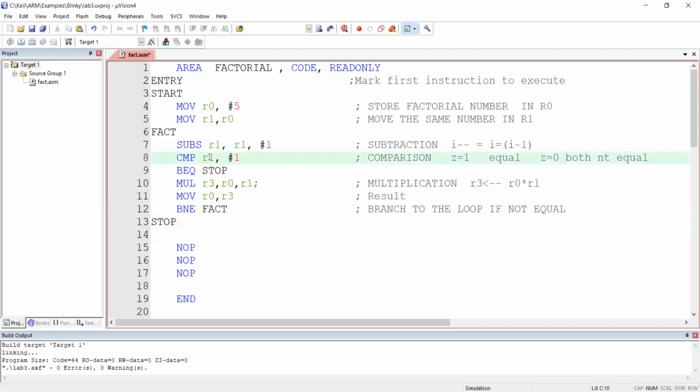See, if it is 3 and if it is 1, are 3 and 1 equal? No. Are 3 and 1 not equal? Yes. Then it will go back to the 6th line called fact.